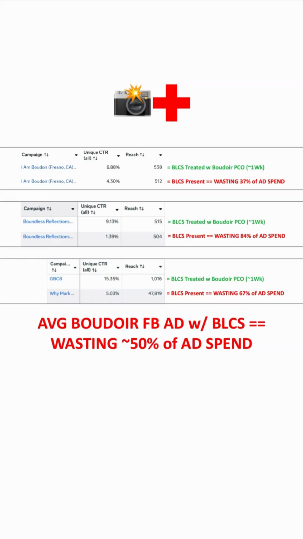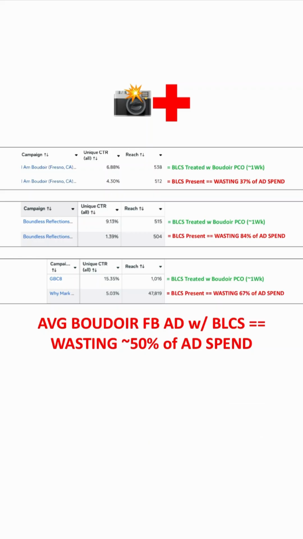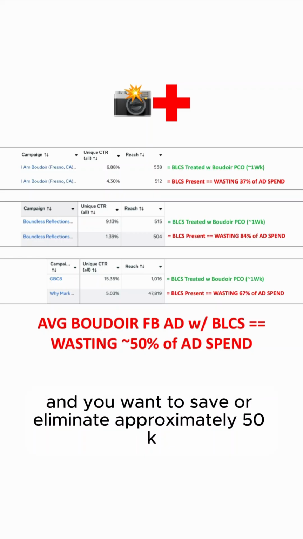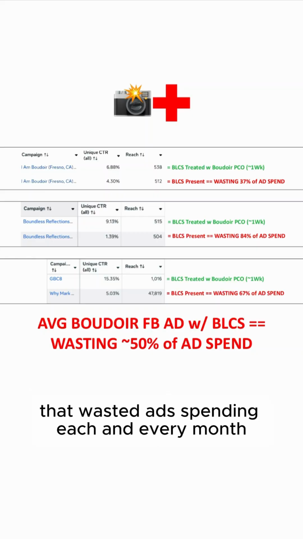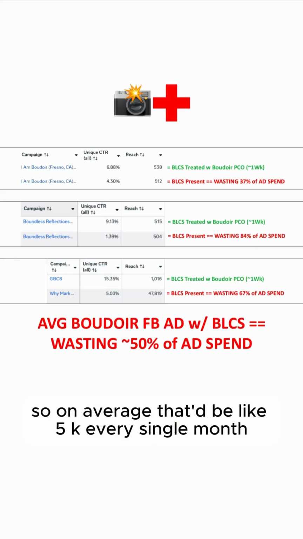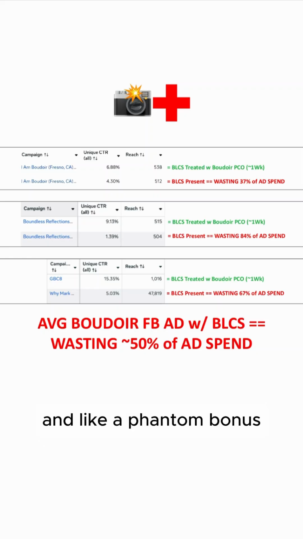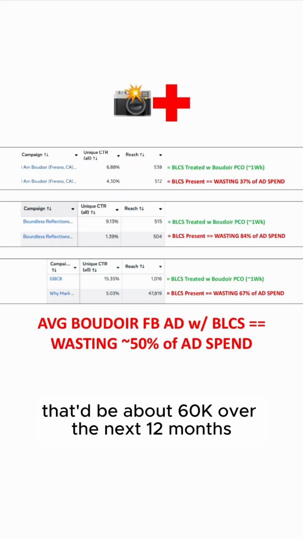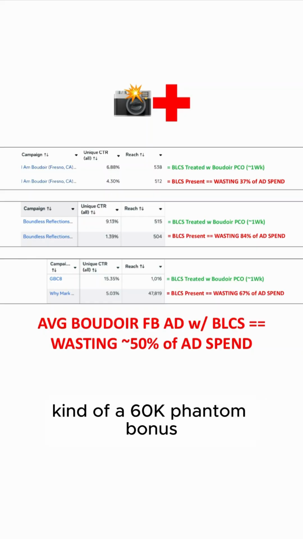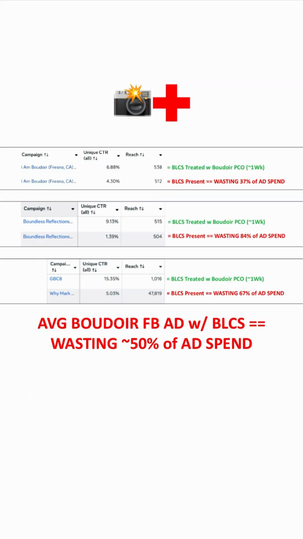and you're spending more than 10 grand a month on boudoir Facebook ads, and you want to save or eliminate approximately 50% of that wasted ad spend each and every month and put that back in your pocket. On average, that'd be like 5K every single month back in your pocket that you don't have to spend, like a phantom bonus, and that'd be about 60K over the next 12 months, a 60K phantom bonus. And you decide you want to get this done now.